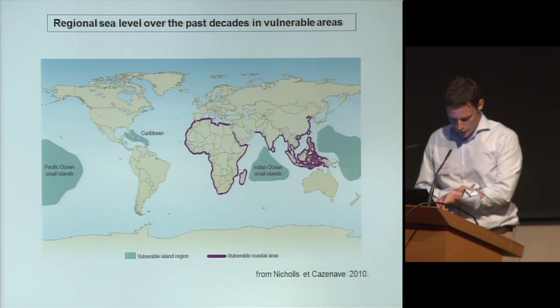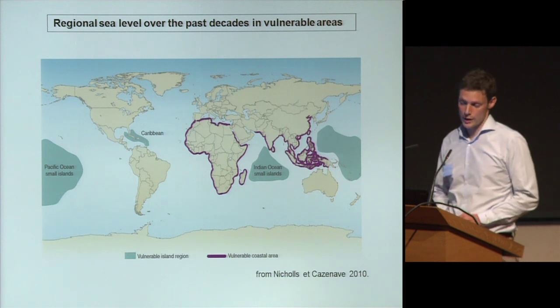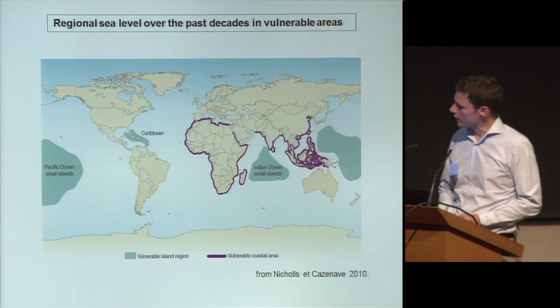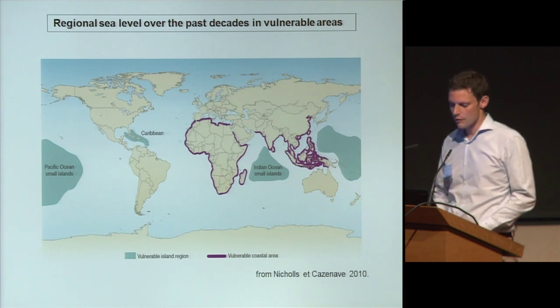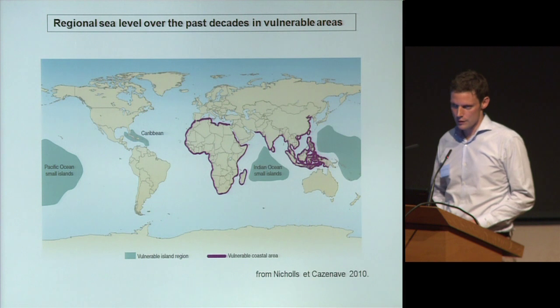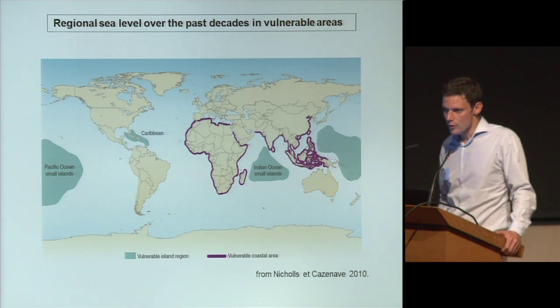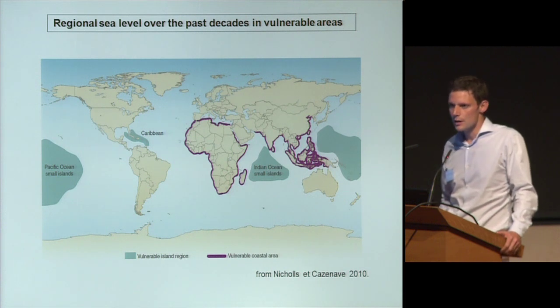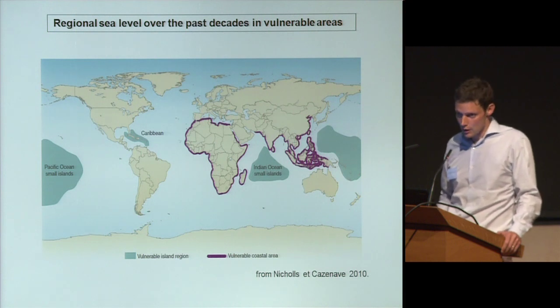Now, thanks to reconstructions, and we can also use models, but here I will show you results with the reconstructions, we have an idea of the past sea level changes at regional scale in different regions of the world ocean. The point now is that we want to estimate the total relative sea level rise in some places of interest. What we call places of interest are actually places which are known to be vulnerable. And I will give you here a few examples.